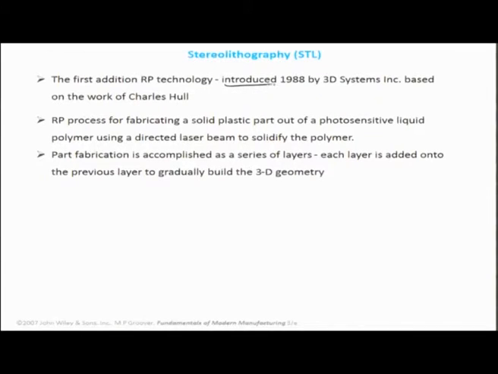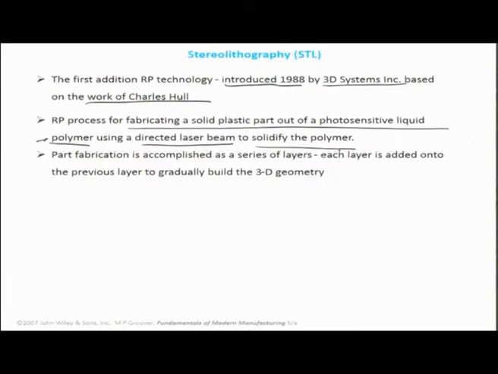It was introduced way back in 1988 by a company called 3D Systems Incorporated, and this was based on the work of Charles Hull. This process for fabricating a solid plastic part out of photosensitive liquid polymer, called photoresist, used a direct laser beam to solidify the polymer. This solidification would take place layer by layer based on different depth of focus of the laser head, and also the movement of the stage, so that every time the stage would move, fresh liquid resist would come into the gap between the solid part formed by curing in the previous step and the rising glass bottom.